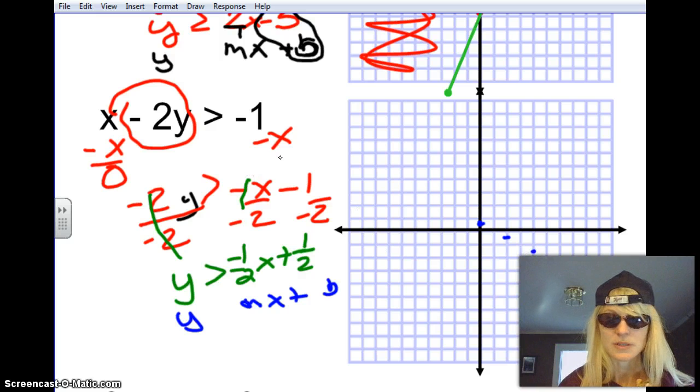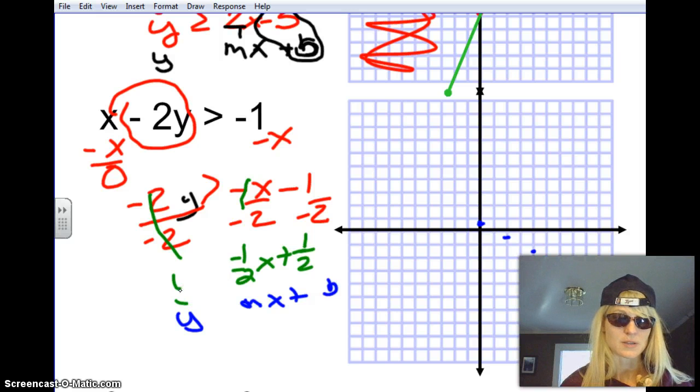Oh, I forgot to do something. Did you guys catch that? What did I forget to do? I divided through by a negative, so that is going to make this change to a less than, because it was greater than here. Okay, almost forgot. Good thing I remembered before I shaded.